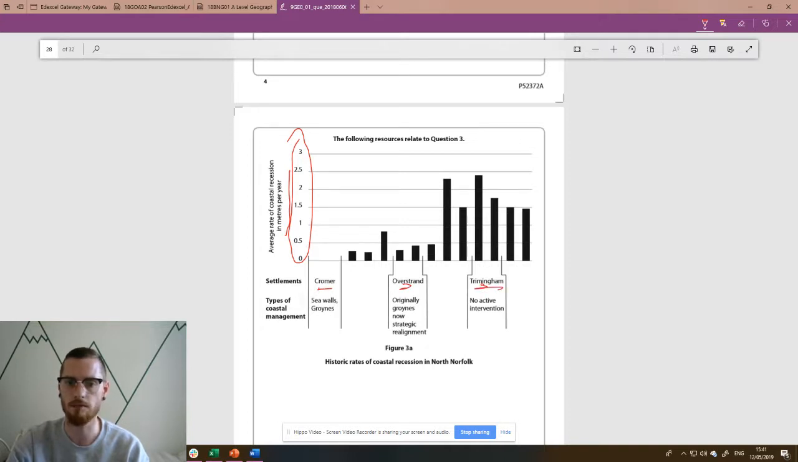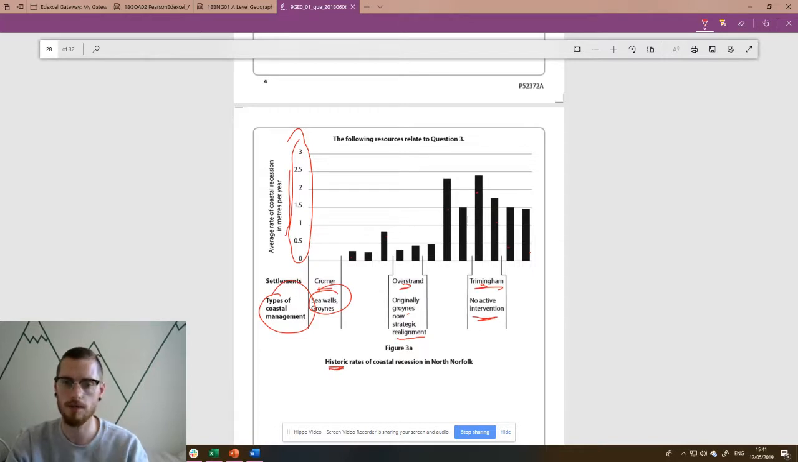Okay, here, obviously, the bars are telling me how much recession in meters per year. And it's telling me the types of coastal management. They're using seawalls and groins. There's no recession. It's clearly working. Down here tells me the historic rates. They've got groins, and now they're using strategic realignment. And then over here, they're not doing anything. No active intervention. And clearly Trimingham has the highest rates of recession.